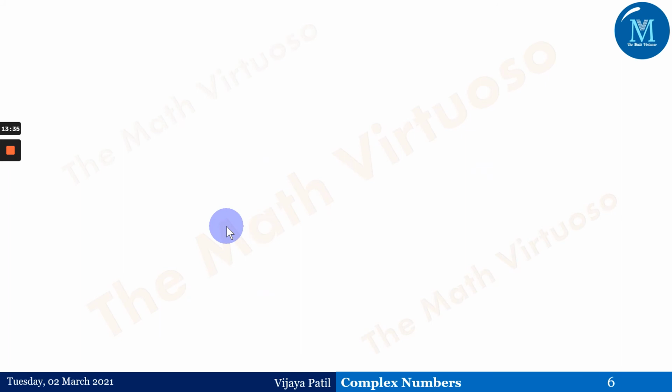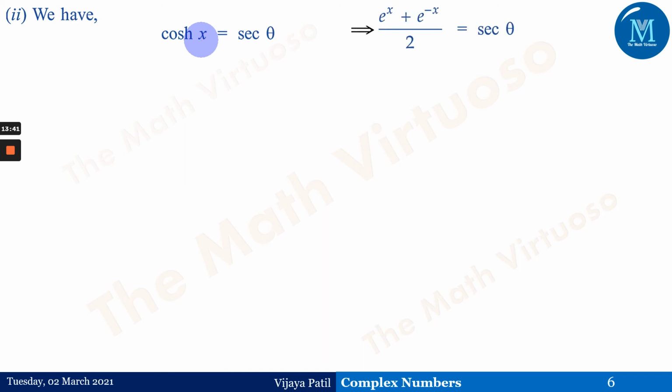Okay, let us go ahead with the second one. Now we have got this particular equation, that is cos hyperbolic x is sec of theta. That is e to the power x plus e to the power minus x by 2 is sec of theta. Again forming the equation in terms of e to the power x, so e to the power x squared minus 2 e to the power x sec of theta plus 1 is equal to 0.